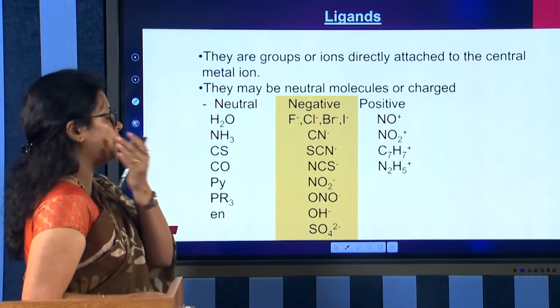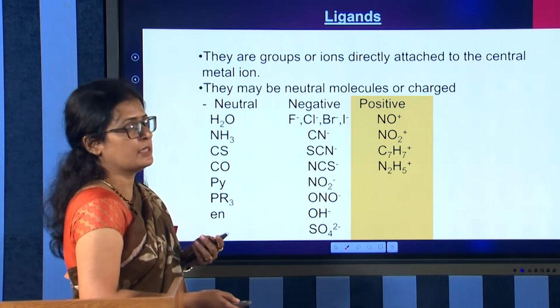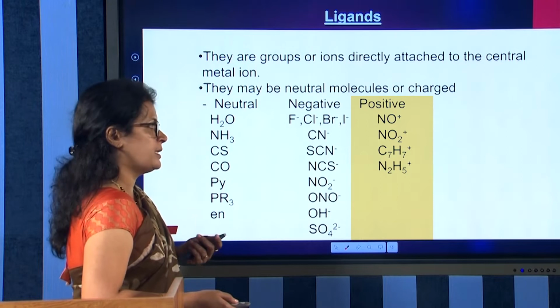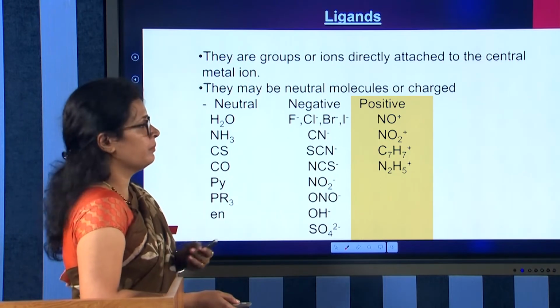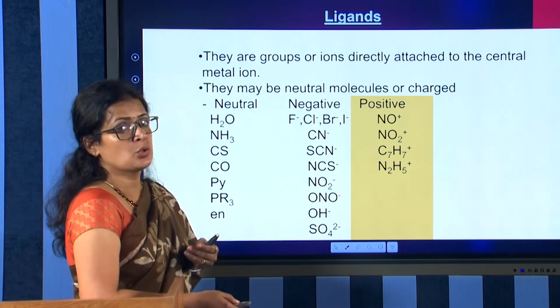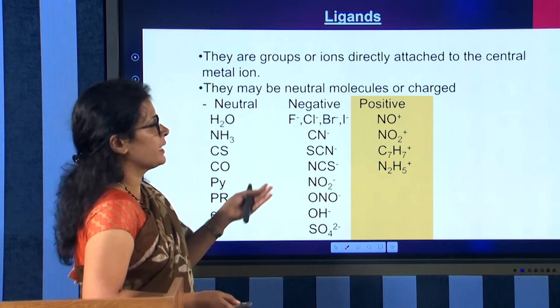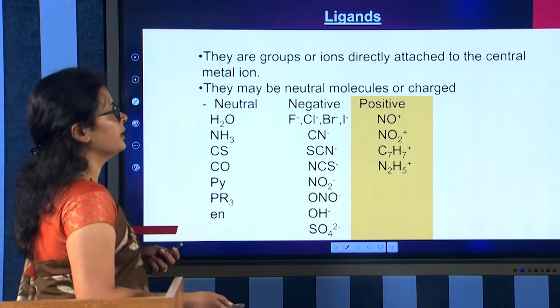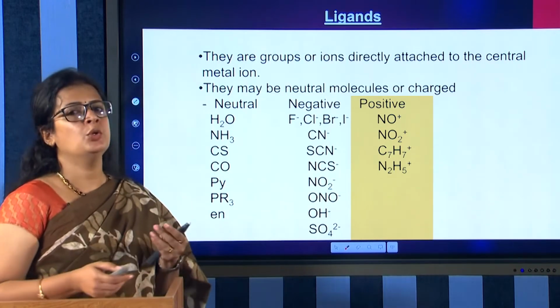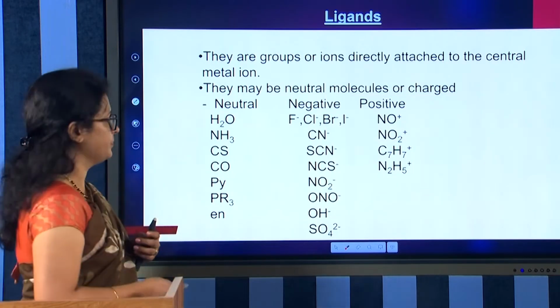And coming to the positively charged ligands, you can see that NO+ is a positively charged ligand, NO2+, nitrosonium, nitronium, C7H7+ means tropylium, and N2H5+ means hydrazinium. All these are examples of positively charged ligands. So, ligands may be neutral, positively charged or negatively charged.